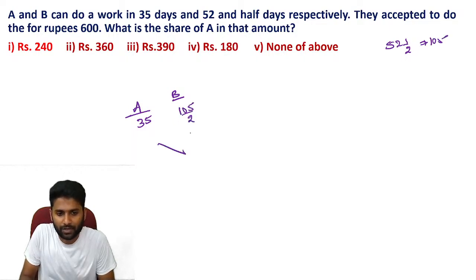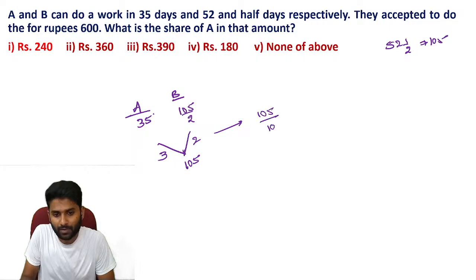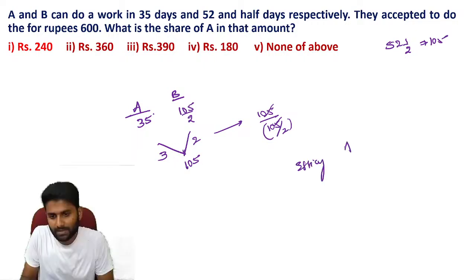The total work, I told you guys, take the denominator as the reference. 35 and 105, LCM is 105. A's efficiency is 3 units, B's efficiency is 2 units. 105 divided by 105 by 2, after cancellation, 2 will go in the numerator part. Now the question: see, the efficiency of A and B is 3 is to 2.